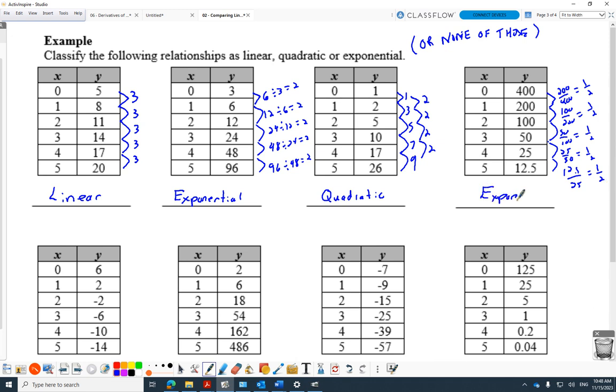Did one of them have to work? No. It is possible that it's none of these things. Mostly in grade 11, though, we make them one of these 3. No?